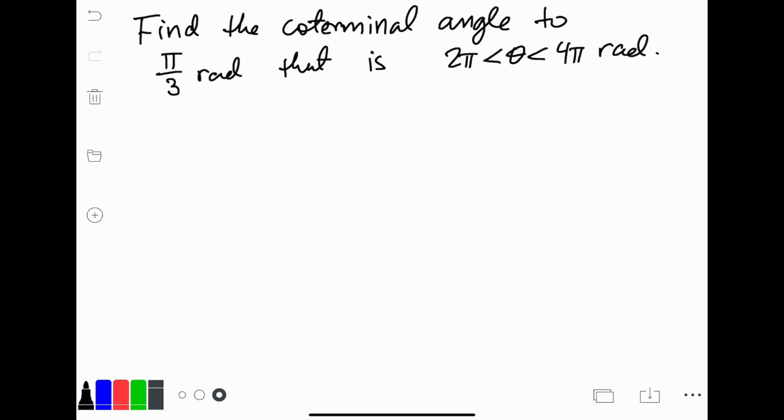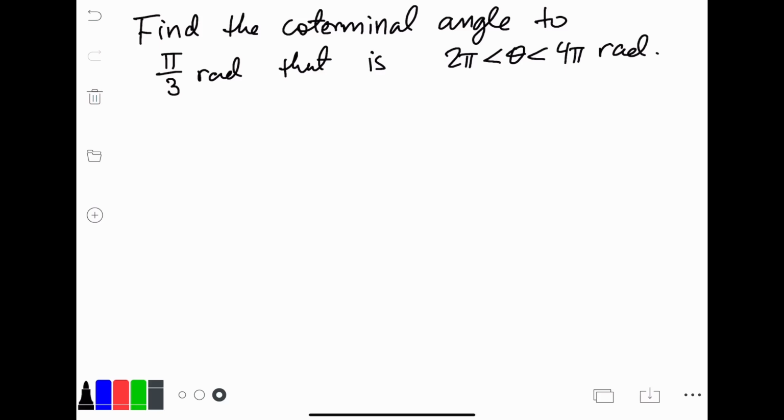Now, pi over 3 radians, we know that's 60 degrees. That's an angle that's already in the first revolution, between 0 and 360 degrees, or 0 and 2 pi radians. So we want to find the coterminal angle in the revolution after the first one, meaning any angle between 2 pi and 4 pi radians.